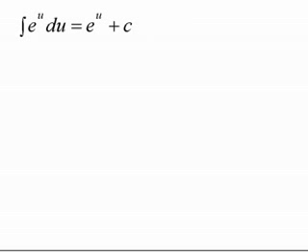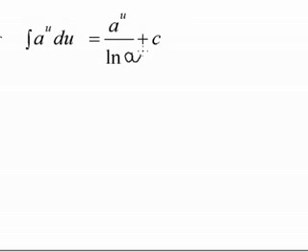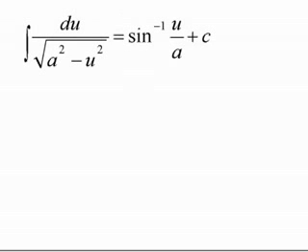One of our very basic formulas is the integral of e to the u du is just e to the u plus a constant. We also have the integral of a to the u du, where a is a number greater than 0 and not equal to 1. What we have then is that the integral of a to the u du is a to the u over the natural log of a plus a constant.